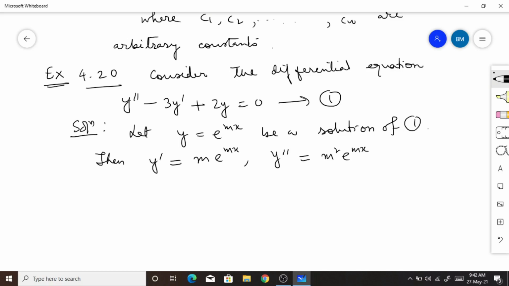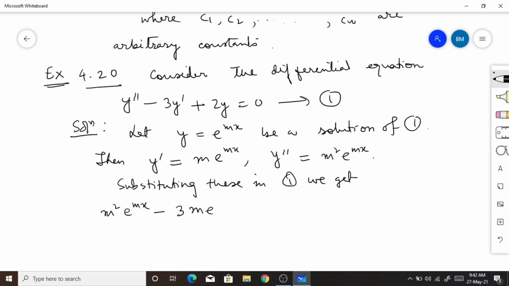So substituting this in 1, we get m square e to the power mx minus 3m e to the power mx plus 2 e to the power mx equal to 0. And this will give m square minus 3m plus 2 is equal to 0.